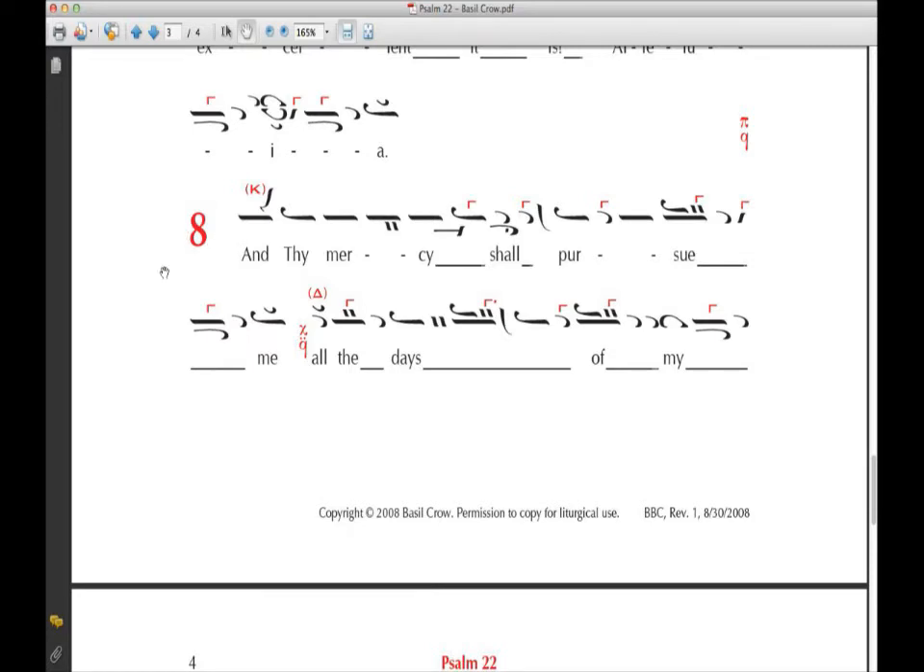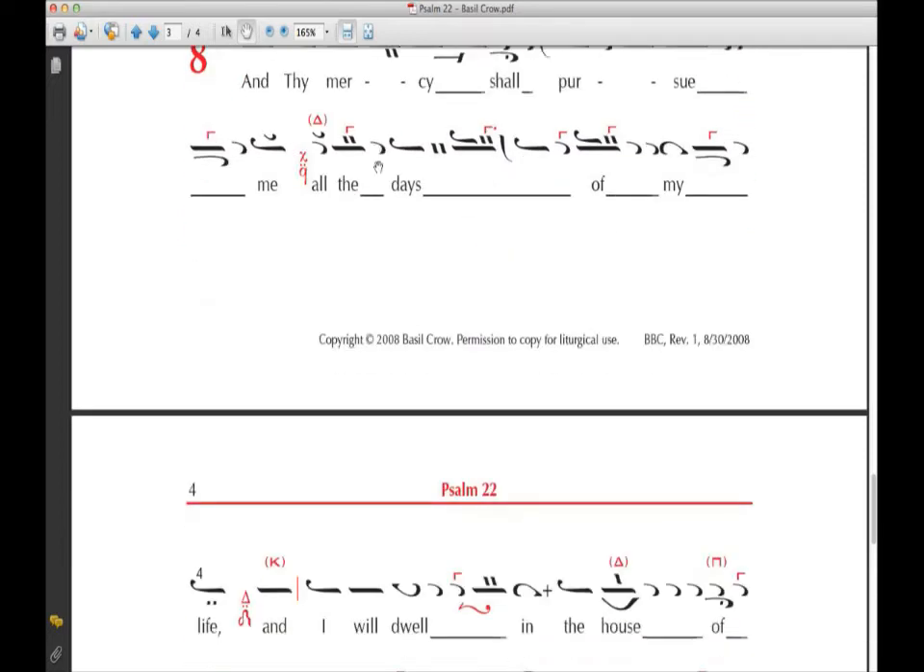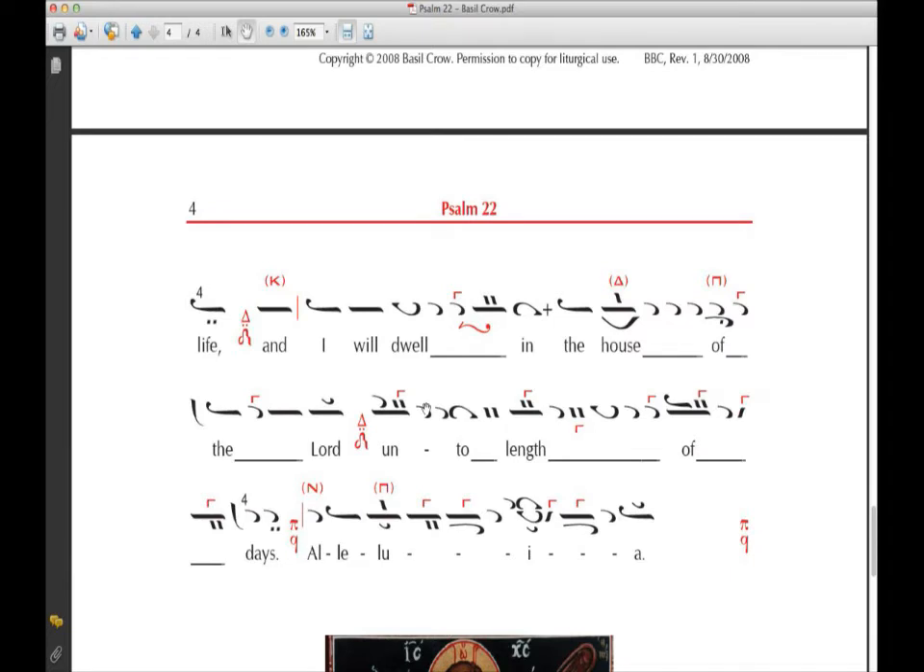it's not that long. And thy mercy shall pursue me all the days of my life, and I will dwell in the house of the Lord unto length of days. Hallelujah. Cool. Okay. All right.